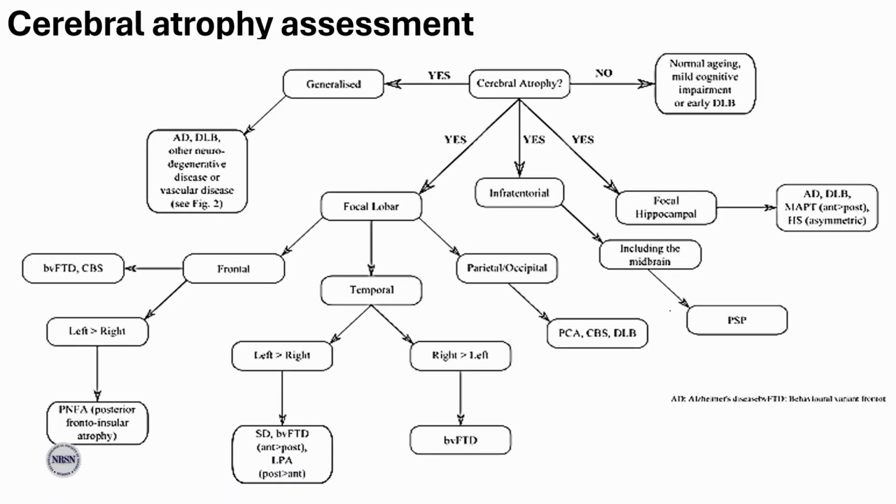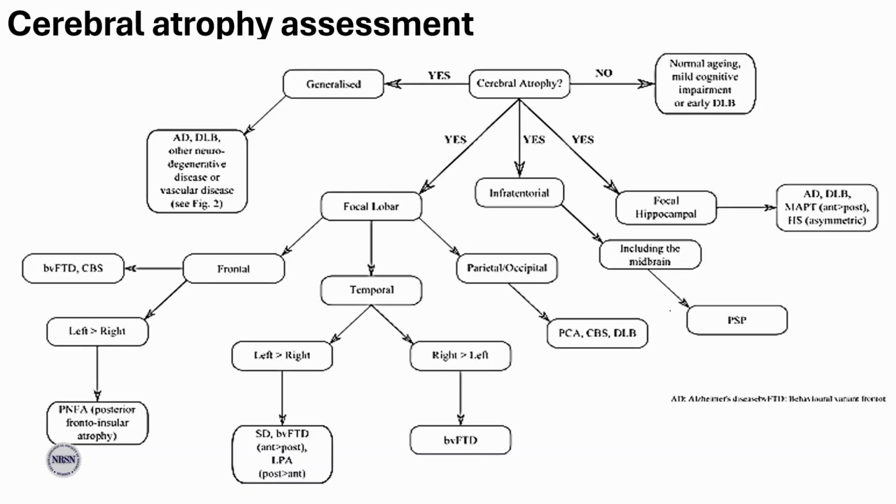If you have left more than the right, you'll be thinking of a posterior non-fluent aphasia. If it's focal and it's temporal, left more than right, you'll be thinking of semantic dementia or frontotemporal dementia, the behavioral type. The temporal, if it is right or left, you'll be thinking of behavioral temporal frontotemporal dementia. If cerebral atrophy is now infratentorial and is including the midbrain, you try to rule out a progressive supranuclear palsy.